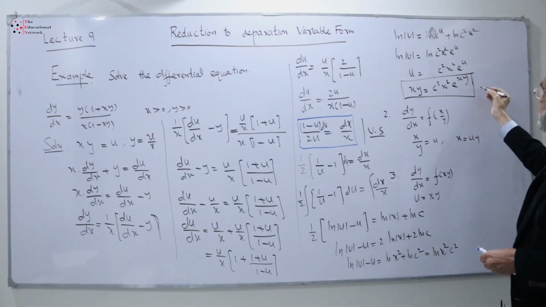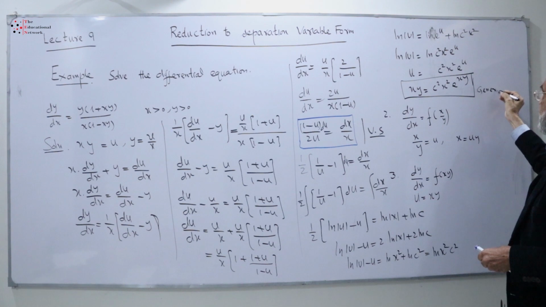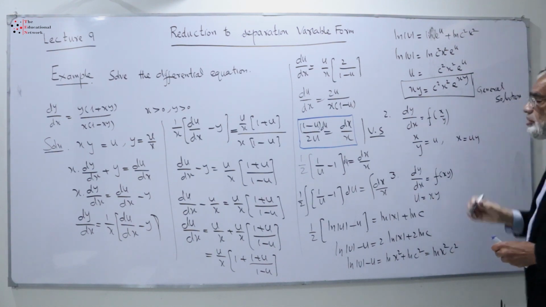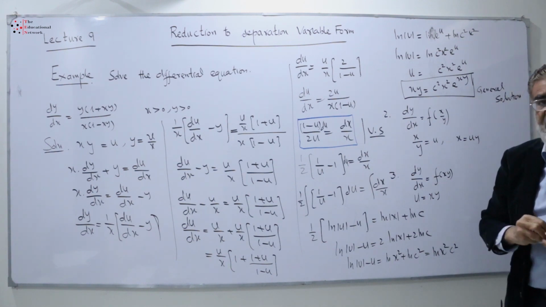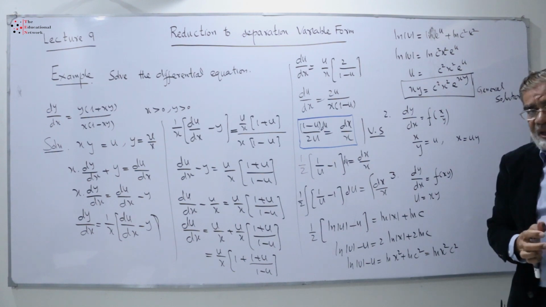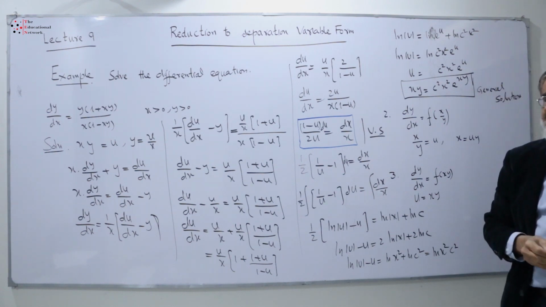This is my general solution, because we're having the arbitrary constant, and so we can say when the arbitrary constant is there, this is a general solution. And when we find the value of the arbitrary constant by using the initial conditions, then we'll get the particular solution. We substitute the value and get the particular solution.